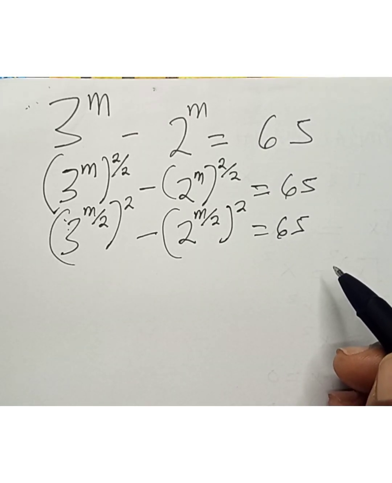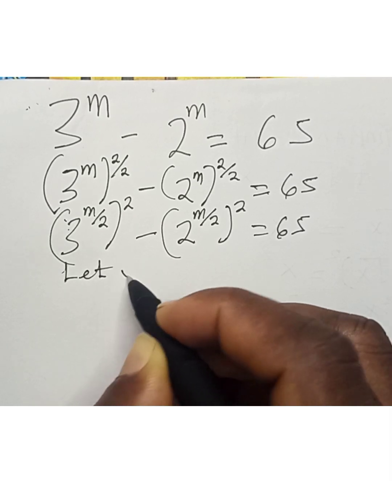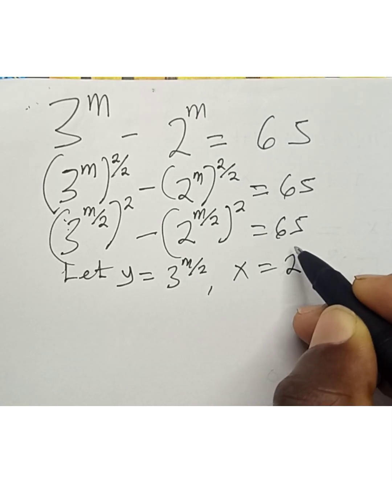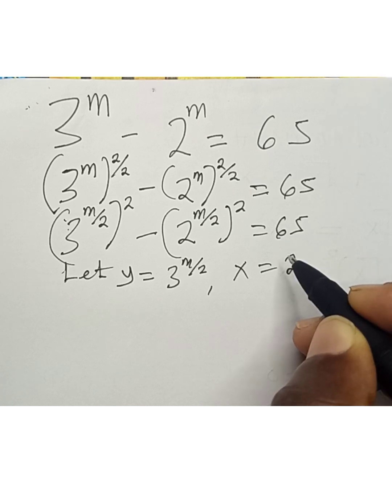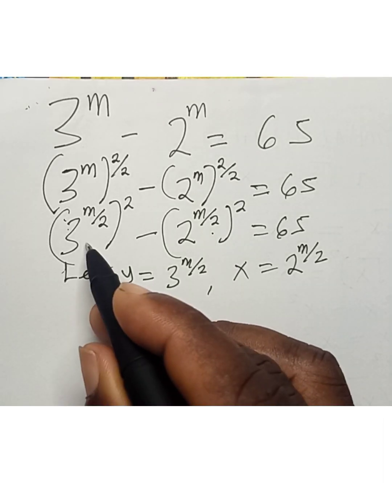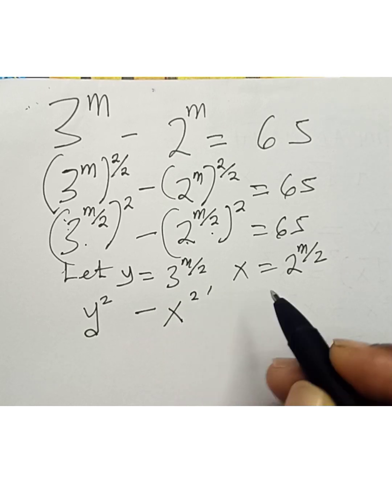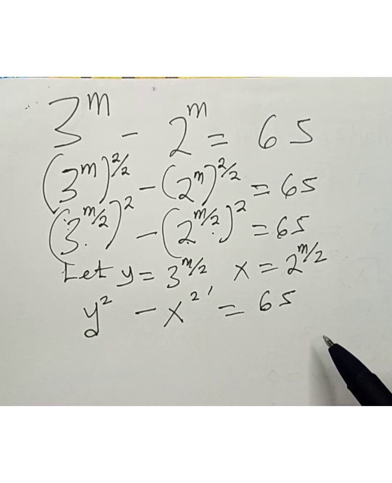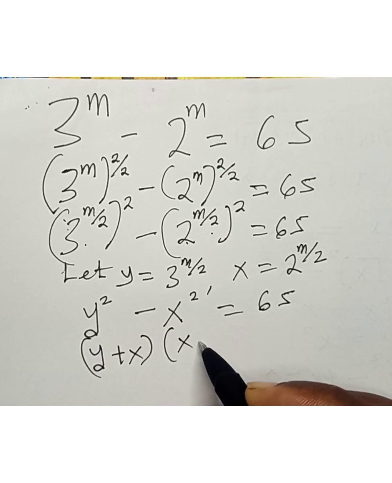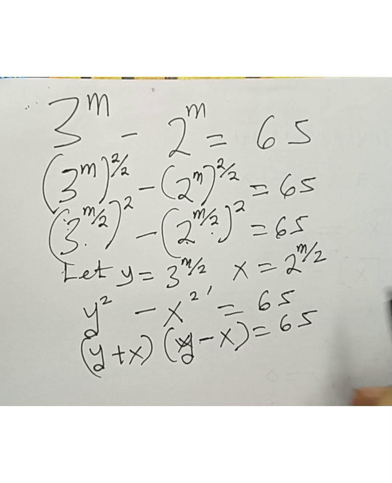So if we have this, we can say let y equals 3 raised to power m over 2, and x equals 2 raised to power m over 2. So here we replace it with y squared, minus here we replace it with x squared, equals 65. So this becomes a difference of two squares, which gives y plus x times y minus x equals 65. That is what we're going to have now.